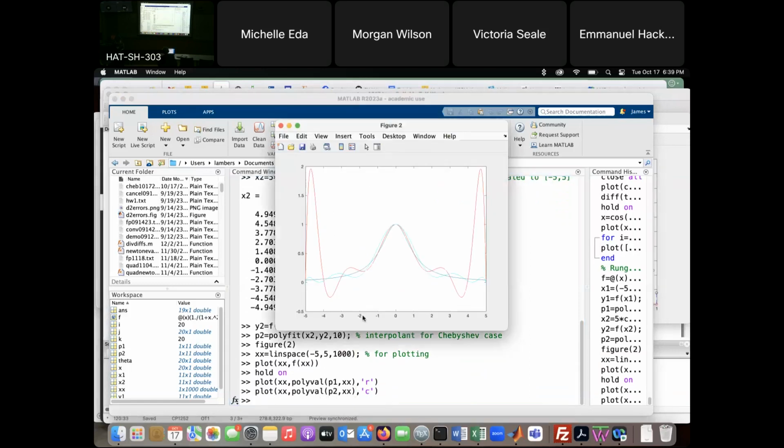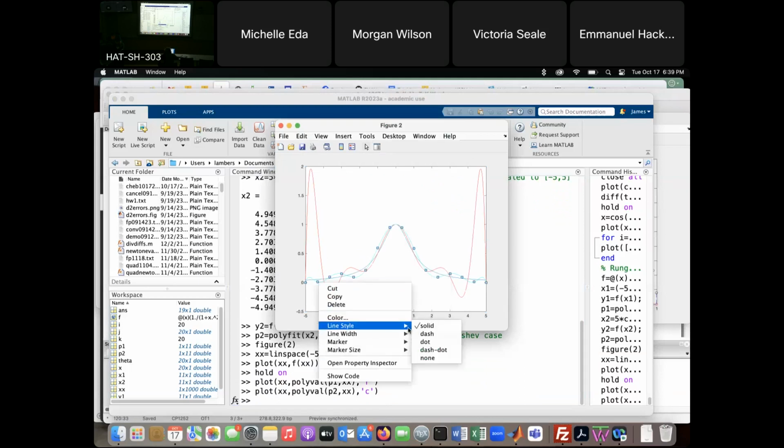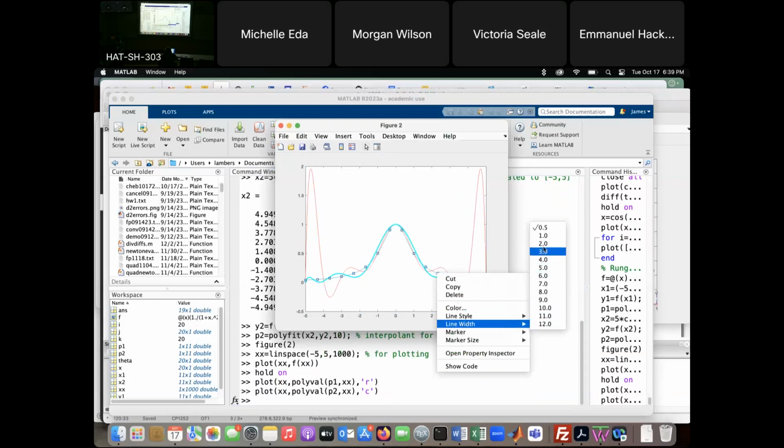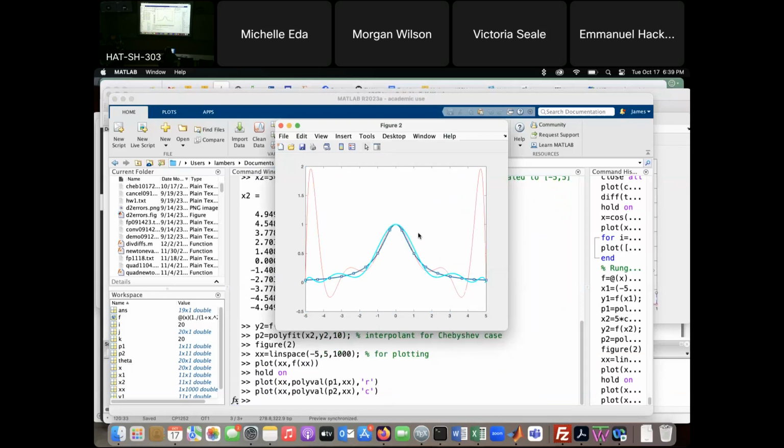Okay. So here is, I'm going to make it a little thicker. Actually, I'll make all three graphs thicker. You can right click on it and select a line width of 2. Okay. That'll make it a little easier to see.